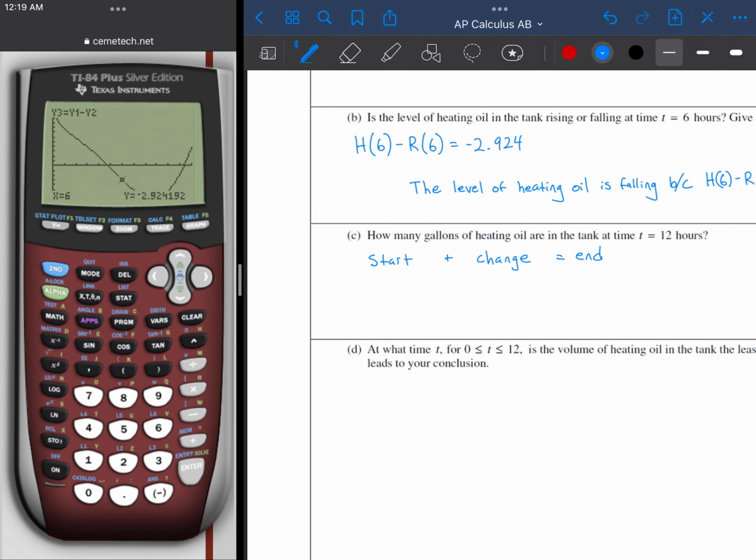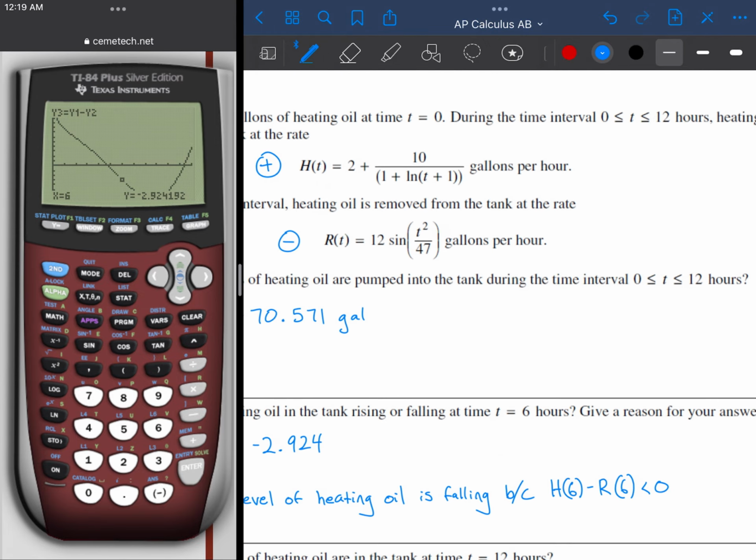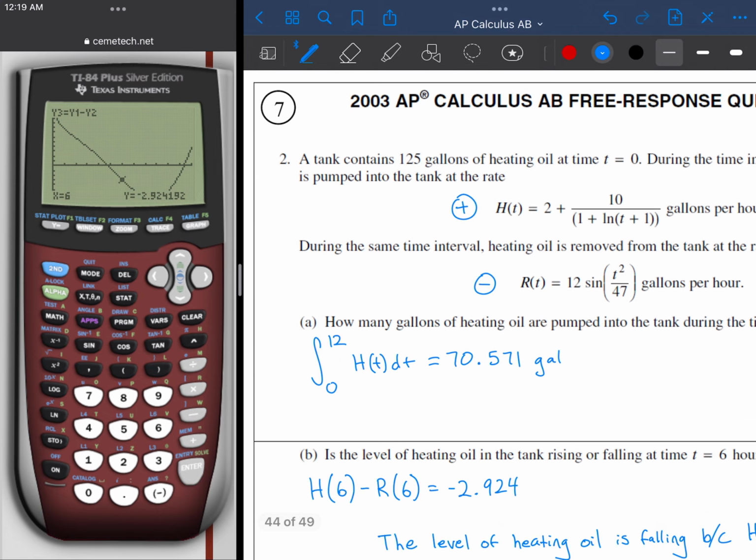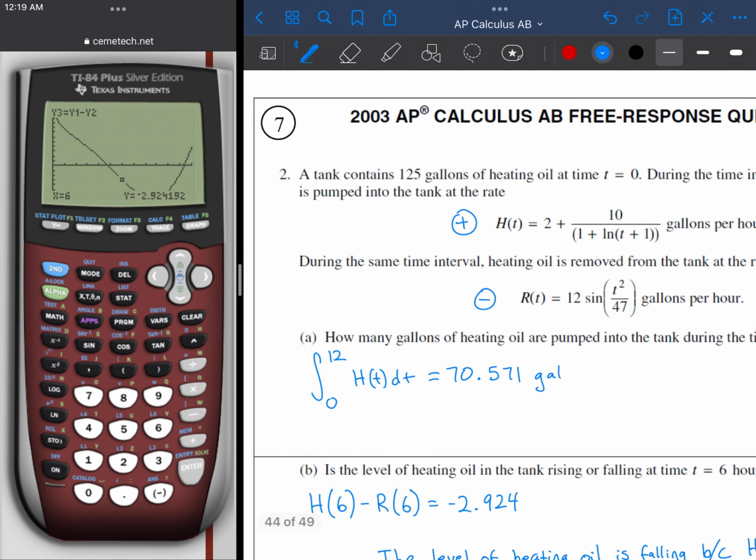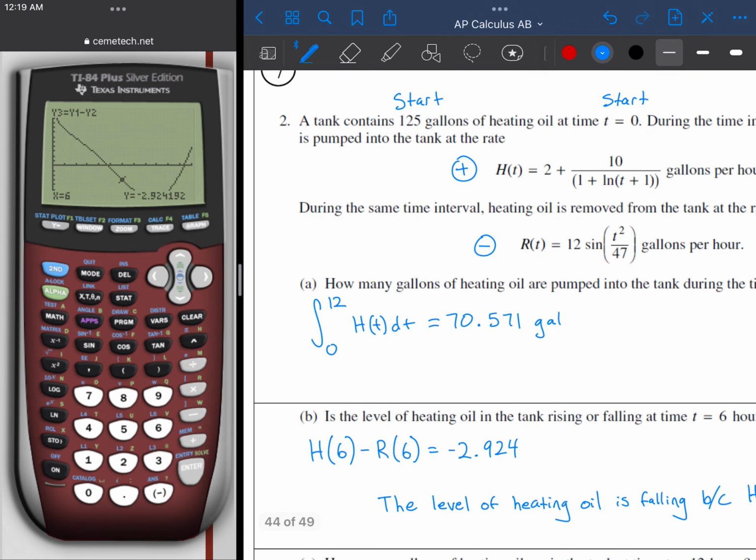In this case, I do have to be wary of what is our start condition. And I should have annotated up here in the very beginning of the problem. That was bad of me. It contained 125 gallons of heating oil at time is equal to 0. So that's our start amount, and that's our start time. So I'm going to label both of them as start conditions. I mean, starting time is equal to 0. That's kind of a given for this problem, but still, maybe they'll be like, oh, start time is 1 because people were an hour late or something weird like that. I've never seen that, but it could happen.